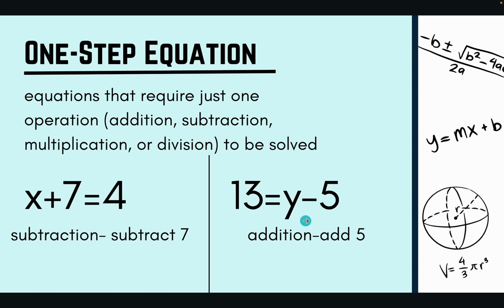For the next one, 13 equals y minus 5. So here it has minus 5. If it's minus, if you use an inverse operation, you need to use addition. So you add 5 on both sides, which becomes y equals 18.